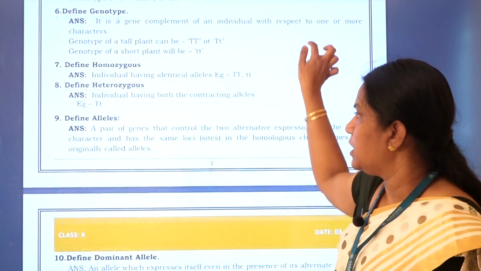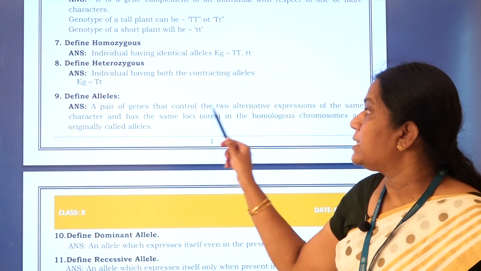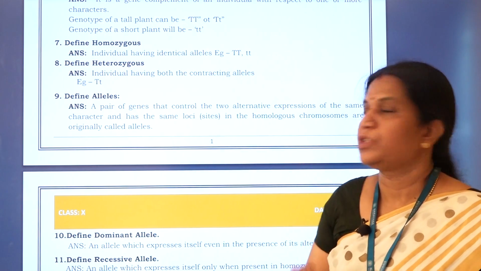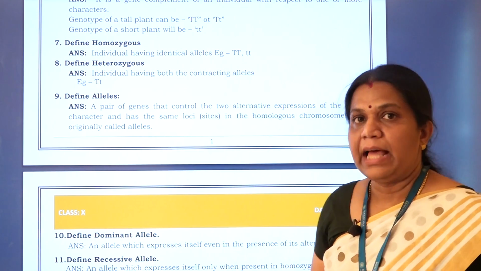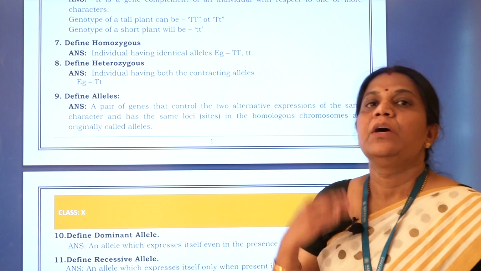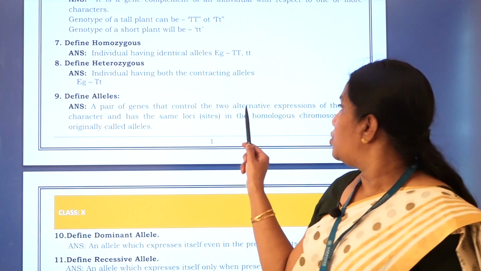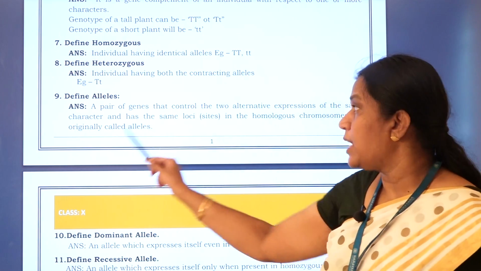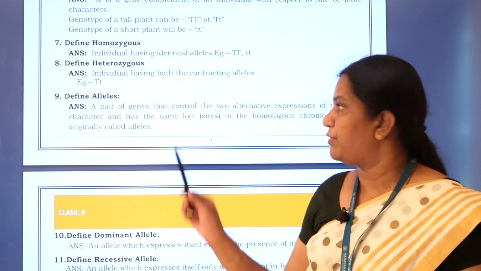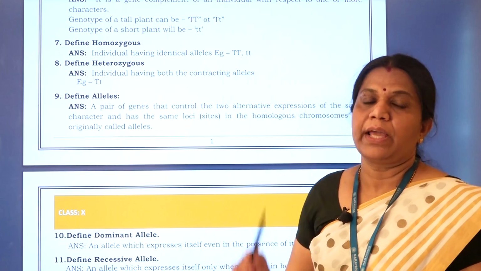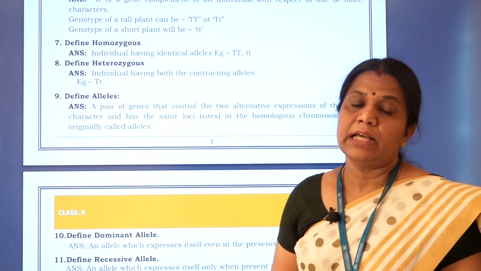Then define alleles. A pair of genes that control the two alternative expressions of the same character and has the same loci. Same loci means the same position in the homologous chromosomes. So what is an allele? A pair of genes means one from the paternal and one from the maternal. A pair of genes that control two alternative expressions of the same character, one from the paternal and one from the maternal, with the same position in the homologous chromosomes, are called alleles.